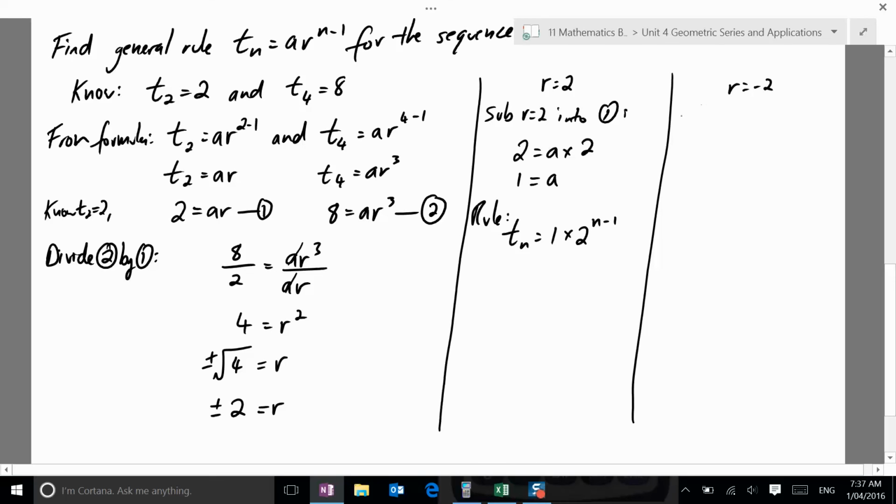If R equals minus 2, I'm going to do the same thing. So 2 equals A times minus 2. I'll get A equals minus 1. So in this situation, my rule is minus 1 times minus 2 to the power n minus 1.